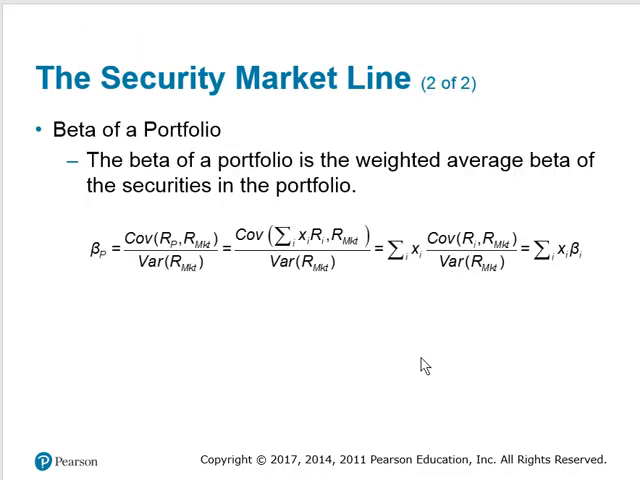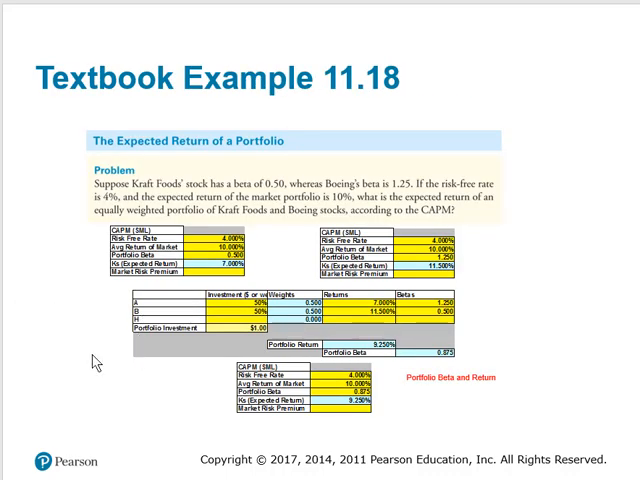So how can we find the beta of a portfolio? The beta of a portfolio is the weighted average of the betas within the portfolio. This is very similar to thinking about the weights of returns of securities that are in a portfolio. Here we have Kraft with a beta of 0.5 and Boeing at 1.25. The risk-free rate is 4%, and the market portfolio return is 10%. What if we put an equally weighted portfolio together?